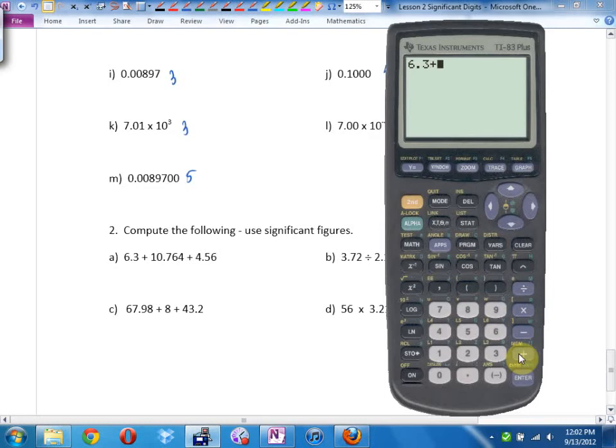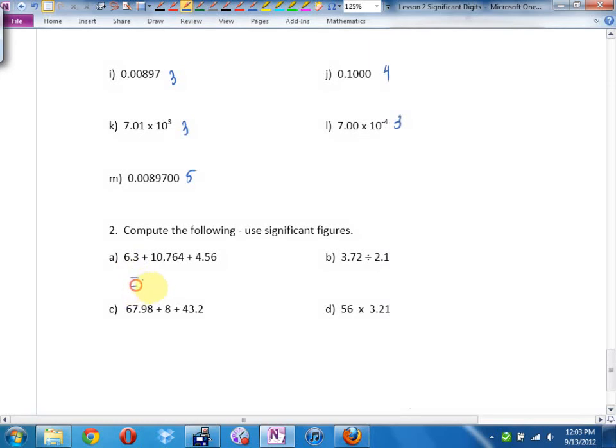6.3 plus 10.764 plus 4.56. Well, the answer is 21.624, but if I write them vertically, I find that I have to round to this decimal place right here. So I think the answer is going to be 21.6.